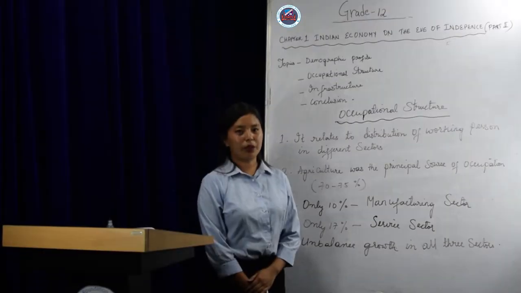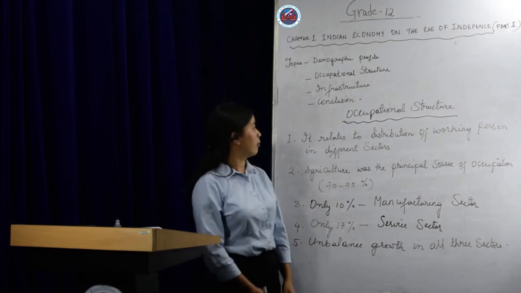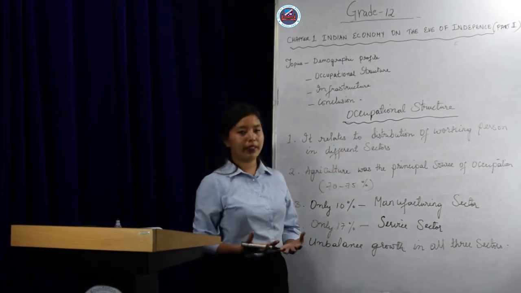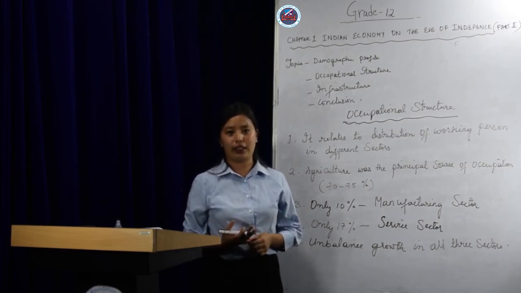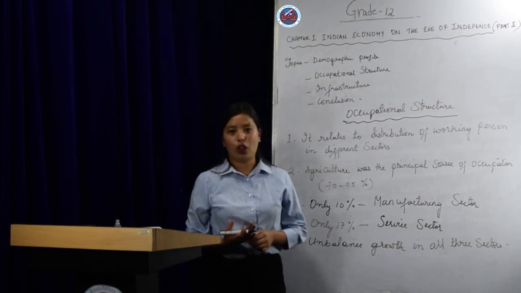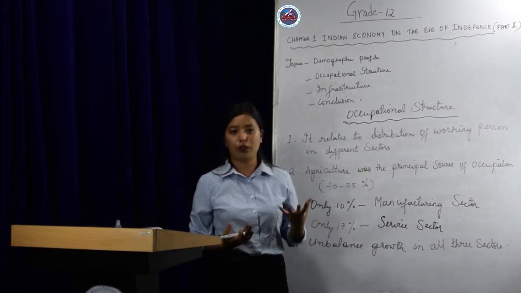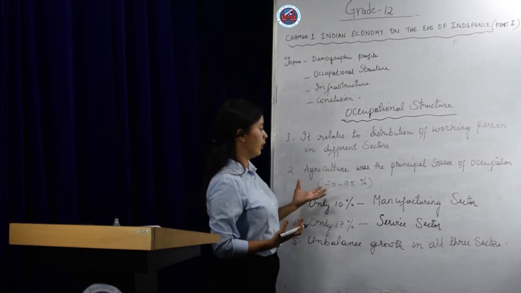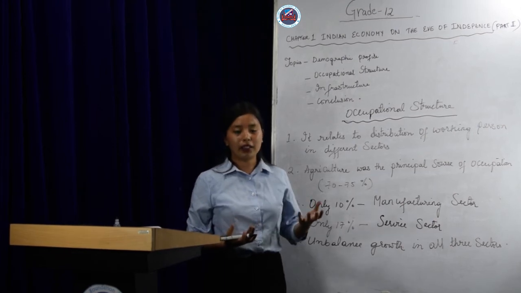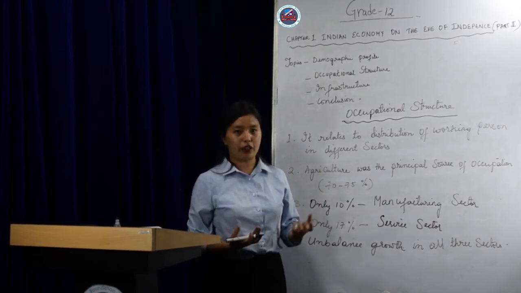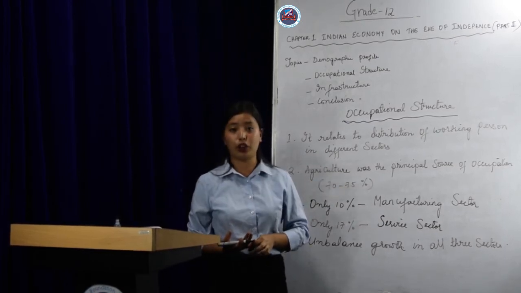The second topic that we will be learning here is the occupational structure. When I talk about the occupational structure, it means the distribution of working persons in different sectors, that is in primary sector, secondary sector, and tertiary sector. During the time of British colonial government, agriculture was the principal source of occupation for most of the people. About 70 to 75% of our country's population was dependent directly or indirectly on agriculture. So this was the condition of the occupational structure under the British colonial rule.